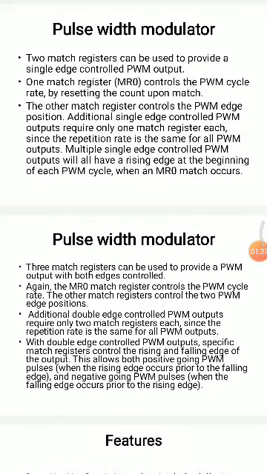3 match registers can be used to provide a pulse width modulation output with both edges controlled. Again, the MR0 match register controls the pulse width modulation rate. The other match registers control the 2 pulse width modulation edge positions. Additional double edge controlled pulse width modulation outputs require only 2 match registers each, since the repetition rate is the same for all the pulse width modulation outputs. So the next one is the double edge controlled pulse width modulation output. Specific match registers control the rising and falling edge of the output.